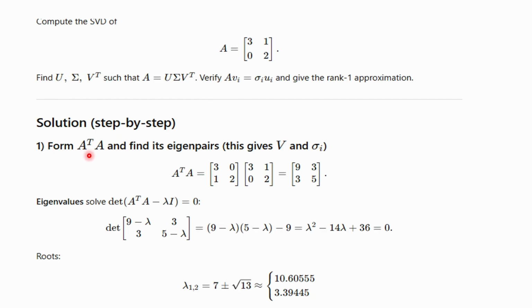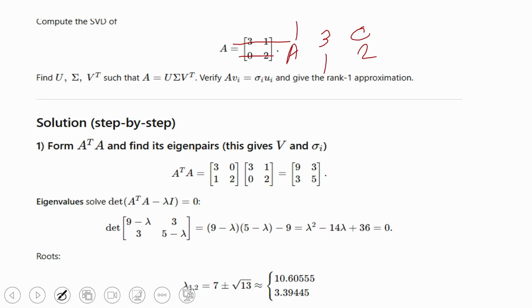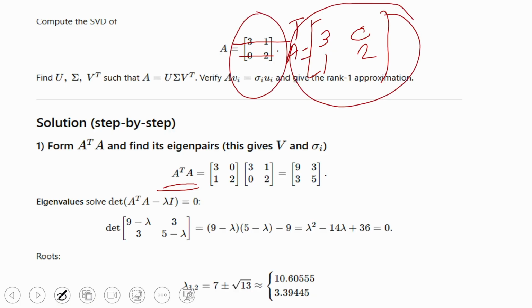So first form A transpose A. What is A transpose? A transpose means you have to interchange the rows and columns. That is, these are the rows, 3, 1, so it becomes a column. The second row becomes the second column. This is the A transpose. So multiply A transpose into A, this into this matrix.